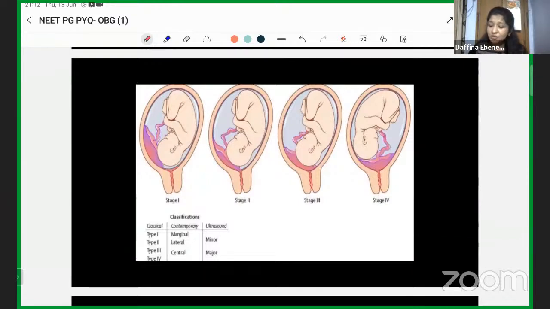Stage 2, where it is coming down up to the level of the internal os, but it is not covering or closing the internal os. It is touching the internal os. Stage 3 is partially closing the internal os, and stage 4 is central or complete placenta previa, where it is going to completely cover the internal os. These are the 4 stages.